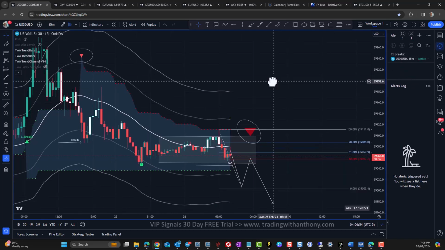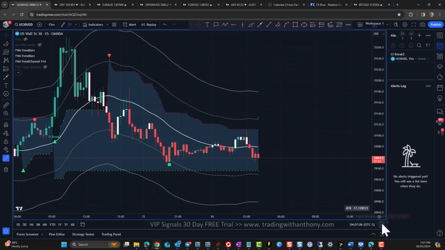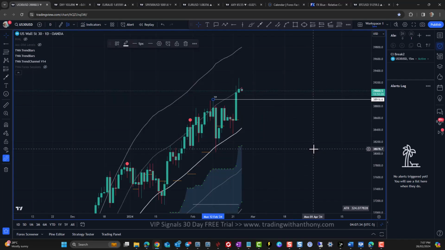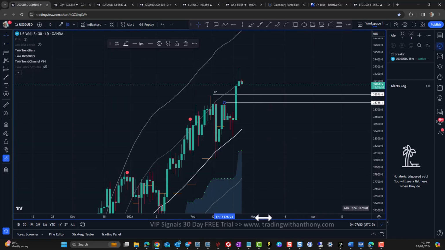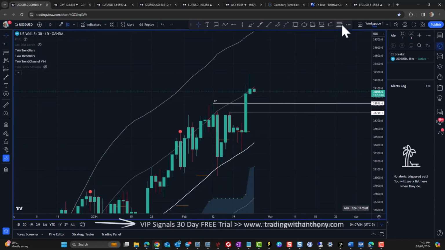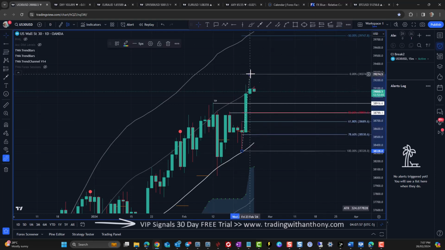So that's, we want to nail some targets. Just go back out to the daily, target 1. Target 2, trade it with your stop loss, and I might be looking for a buy opportunity at around target 2 potentially, but that's another video.